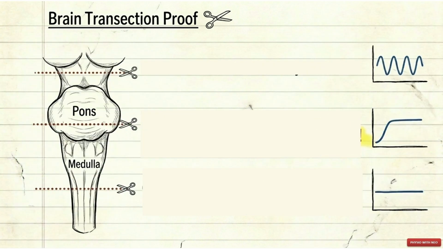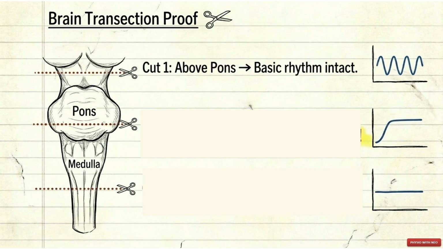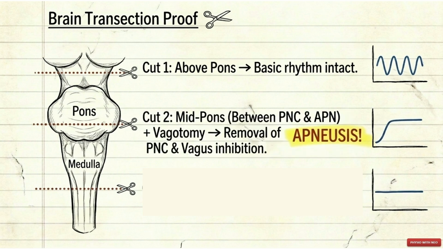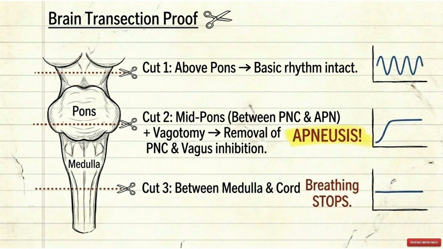Finally, we are going to write about the applied aspect. After Ondine's curse, we are going to write about the brain transection experiments. If we take a cut above the pons, the basic rhythm remains intact. If we take a cut section in the mid-pons, that is between the Pneumotaxic and Apneustic Center, along with vagotomy, there is removal of pneumotaxic and vagus inhibition and it leads to apneusis. And if we take a cut section between the medulla and spinal cord, breathing stops completely. This shows the significance of the respiratory medullary centers.